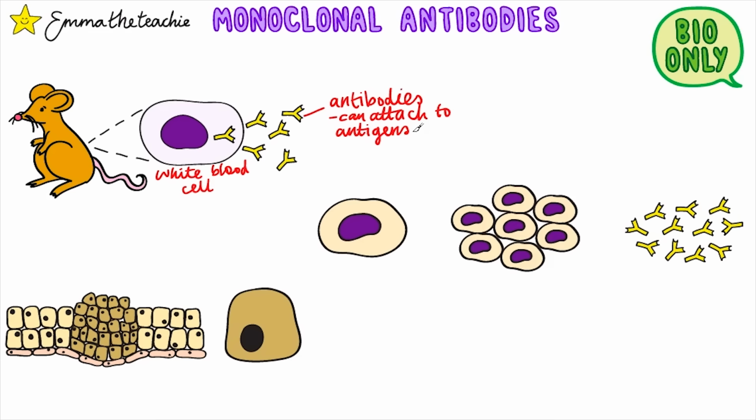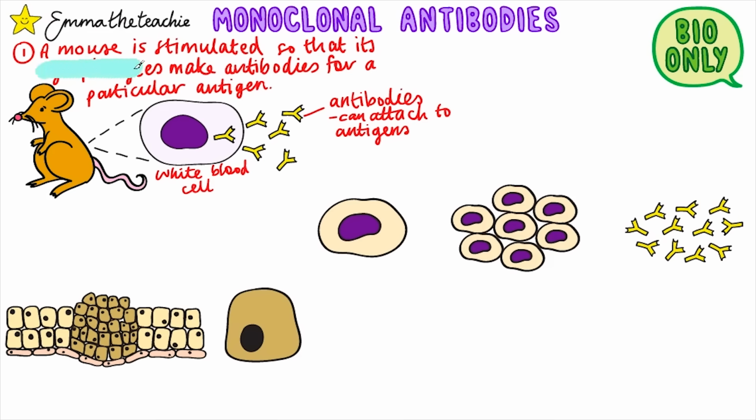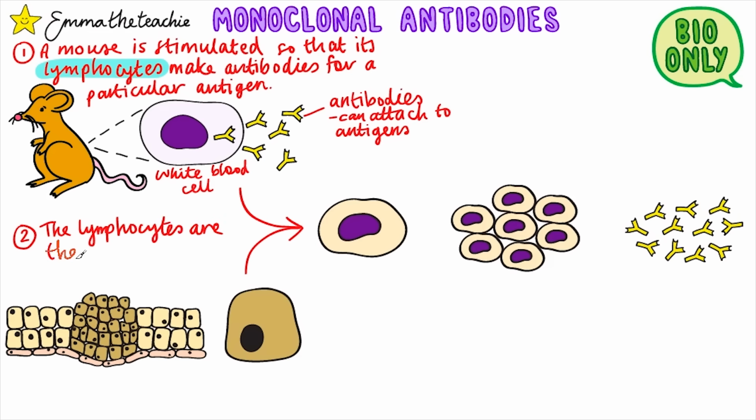These are monoclonal antibodies. In the first stage, a mouse is stimulated so that its white blood cells make antibodies for a particular antigen. As you're studying biology only or triple, you need to learn that these white blood cells are called lymphocytes. These lymphocytes are then combined with a particular type of tumour cell. This makes a new cell called a hybridoma.